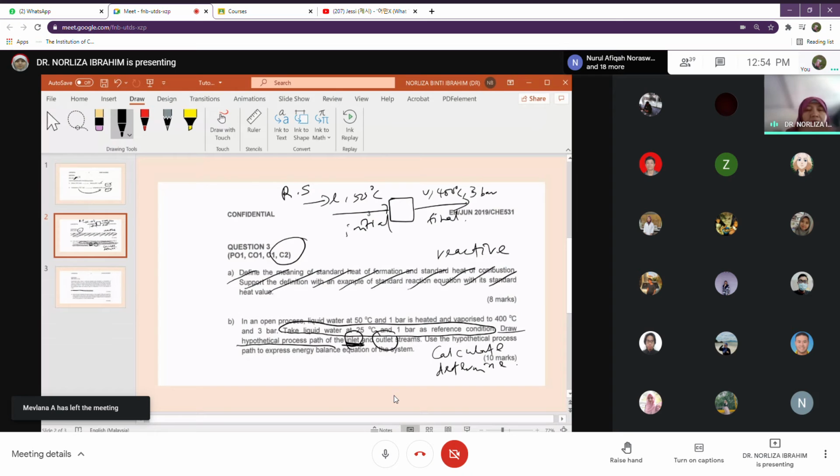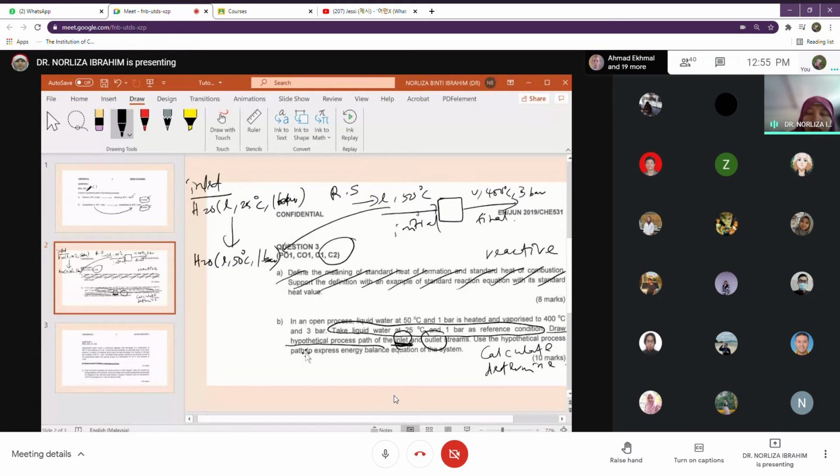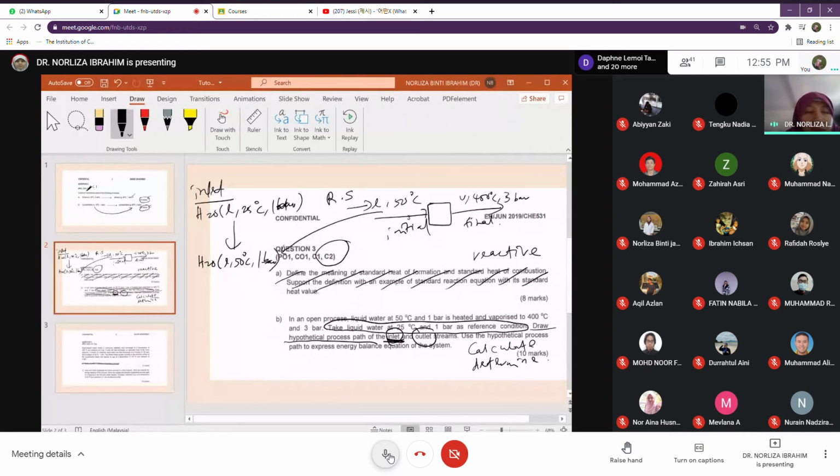That's for the inlet, so you should mention somewhere in the solution: inlet, water, liquid 25 degrees C, 1 atm or 1 bar, to water, liquid 50 degrees C, 1 bar. You stop there because this is the condition of the inlet. So no 5, no 6, it's only 1. Okay, Najmi, 1. Okay, madam. Alright. So for the outlet?